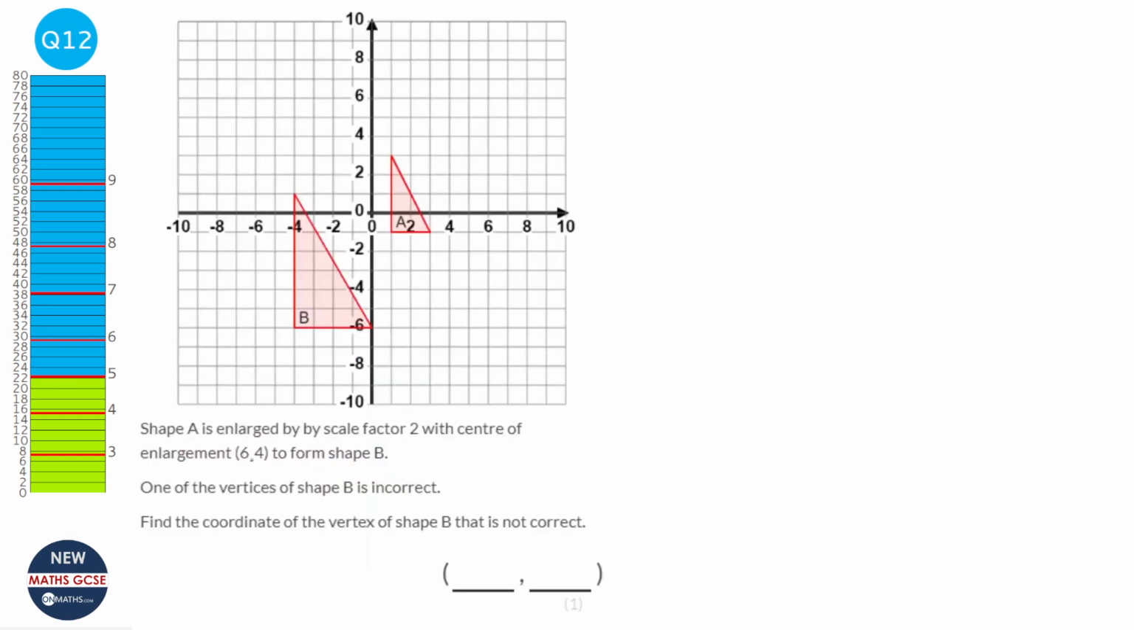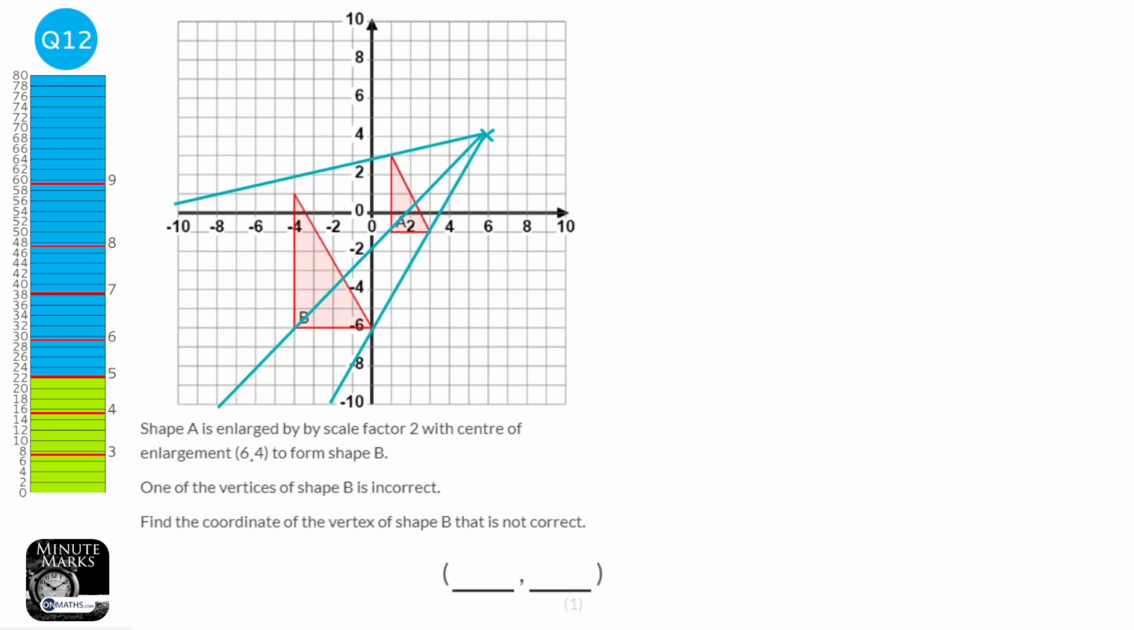So in this question we are told that the centre of enlargement is at 6, 4. So let's just put a cross there. And what I'm going to do is just draw ray lines from the centre of enlargement, and we're just going to go through each of the corners of our shape A, and we're going to just check whether it goes through the corner of shape B, which it does on this one. Let's just keep going. Yeah, it does on this one. But it does not on this one.